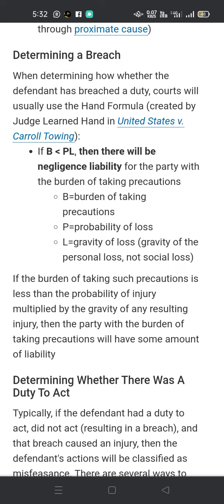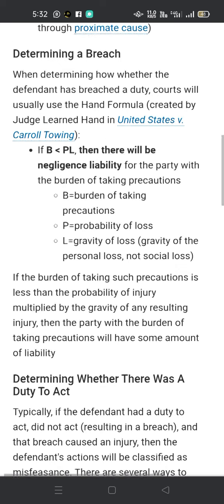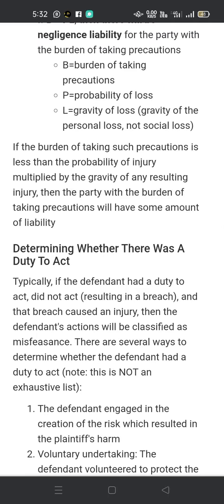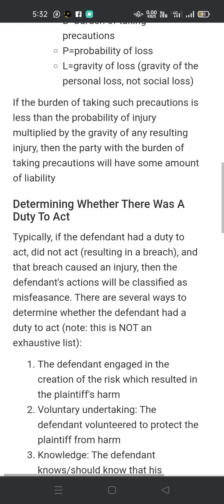P is the probability of loss. L is the gravity of loss, the gravity of the personal loss, not social loss. If the burden of taking such precautions is less than the probability of injury multiplied by the gravity of any resulting injury, then the party with the burden of taking precautions will have some amount of liability.